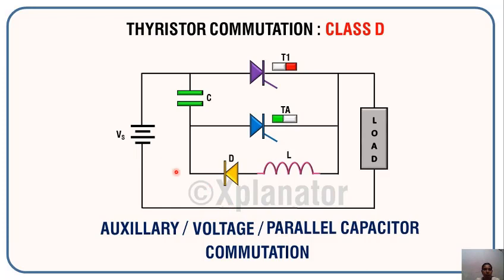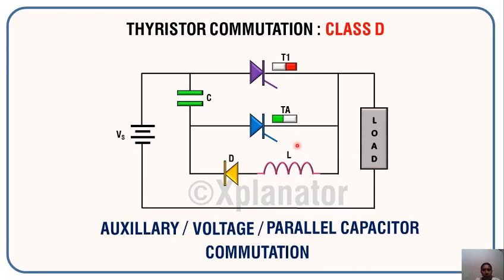So this is the circuit. We know that in forced commutation we will be having only a DC source. So this is a DC source. Here there is a capacitor. These are the two thyristors, SCRs. This is the main thyristor T1 and this is the auxiliary thyristor. Here there is an inductor and a diode. And this is a load resistor.